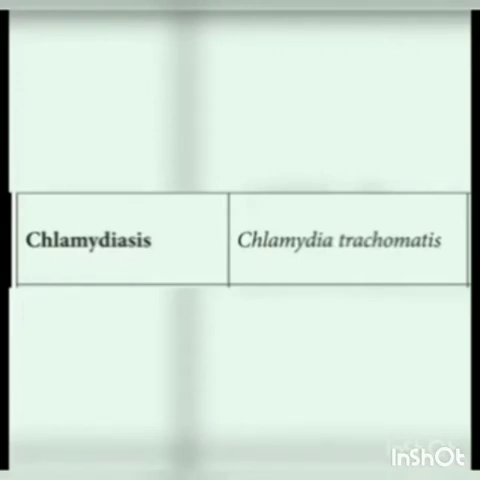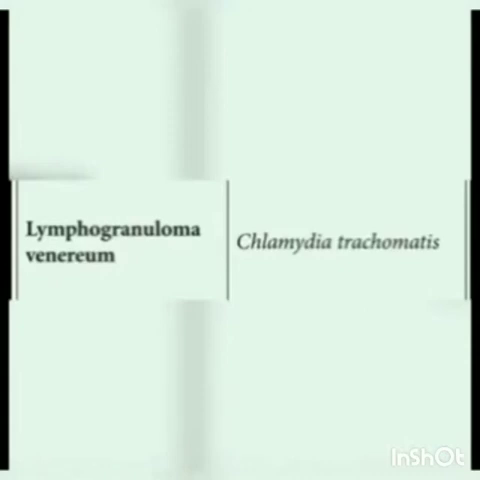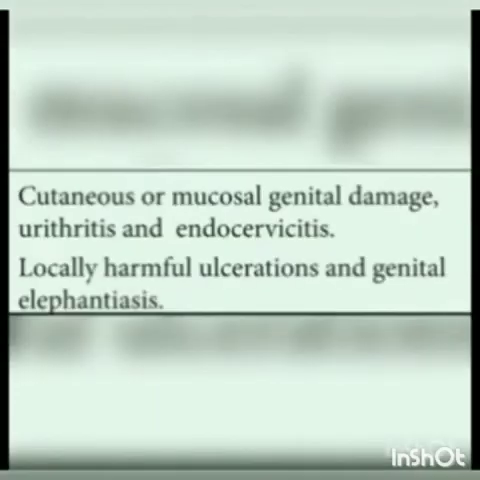Next one is chlamydiasis. It is caused by Chlamydia trachomatis. This affects the cells of the columnar epithelium in the urinogenital tract, respiratory tract and conjunctiva that is present in the eye. Next one is lymphogranuloma venereum. It is caused by Chlamydia trachomatis. It affects the cutaneous, that means the skin or mucosal genital damage, urethritis and endocervicitis inside the cervix. Locally harmful ulcerations and genital elephantiasis are the symptoms of lymphogranuloma venereum.